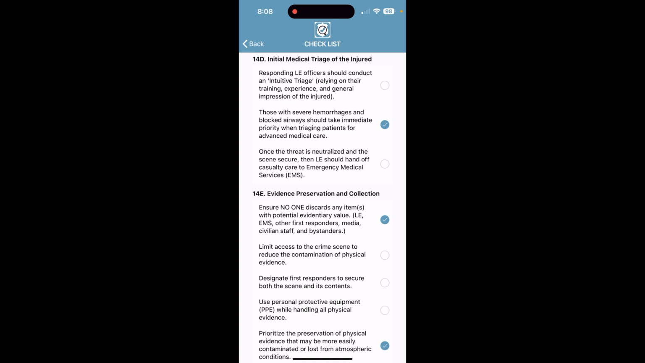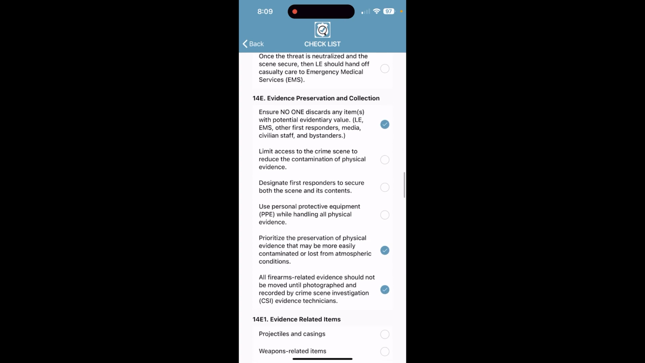That's law enforcement personnel, EMS, other first responders, the media, civilian staff, bystanders, anybody that may have some potential evidence needs to be held, and any of that evidence must be preserved or collected. Again, there's a number of steps here. Prioritize the preservation of physical evidence that may be more easily contaminated or lost from atmospheric conditions.